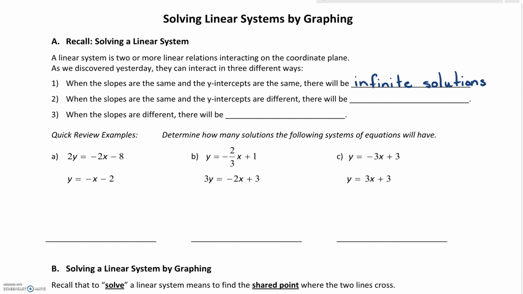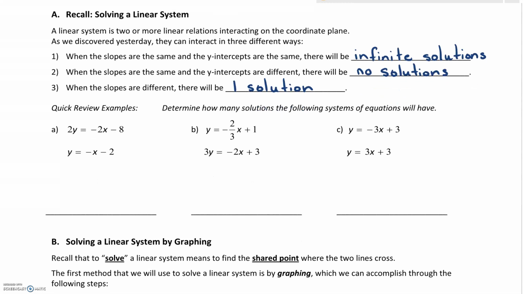Okay. When the slopes are the same and the y-intercepts are different, that means that the lines are going in the same direction. So they're either both increasing in the same direction, and that means that there will be no solutions. So if the lines don't cross, there are no solutions. And then the third situation is when the slopes are different. So when your slopes are different, it means that there will be one solution. So that's something from yesterday. You should reread your notes, maybe put a little note in your survival guide, and that'll help you.